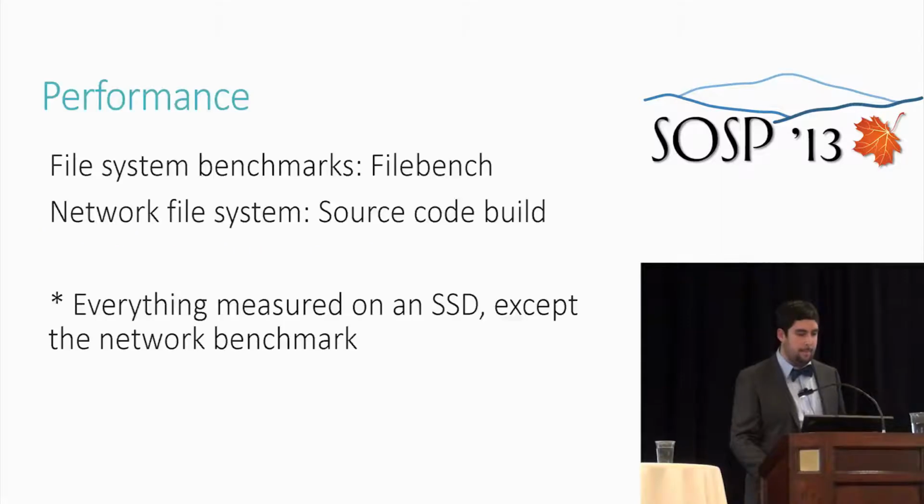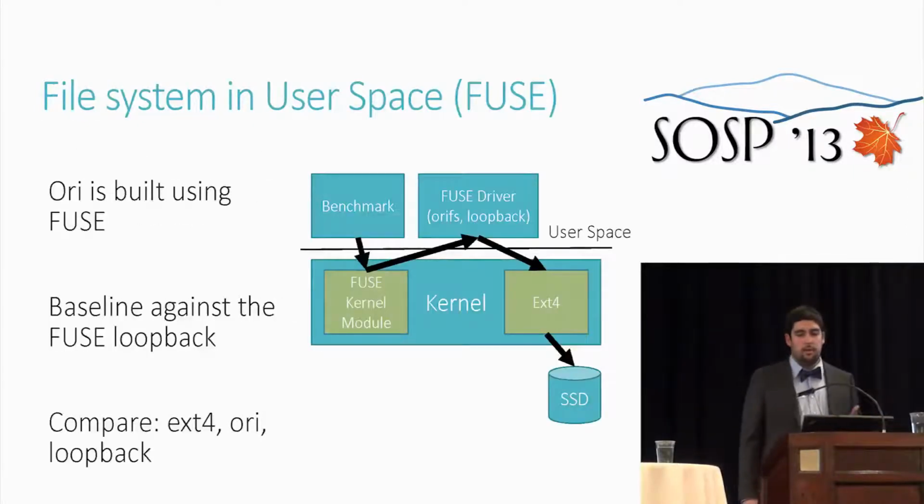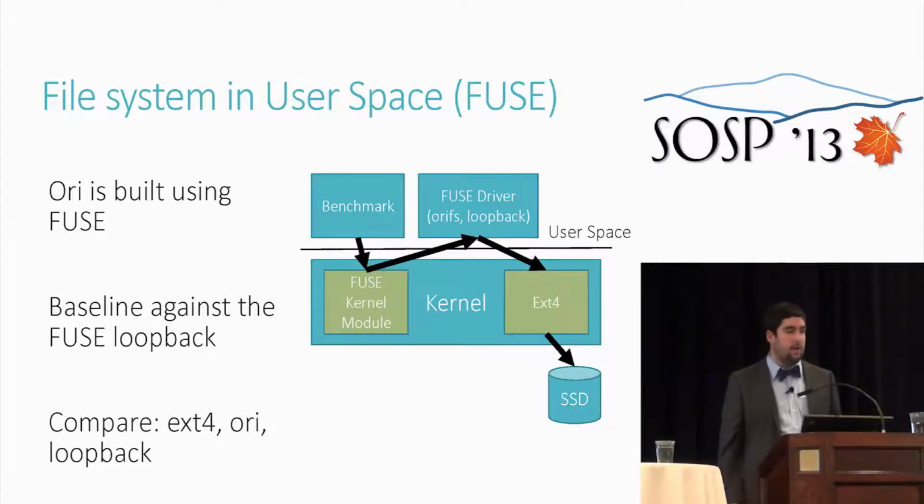So let's talk a little bit about performance in our implementation. We've broken up performance into two sections. We're going to talk about the file system benchmarks, and we're going to use Filebench. And we're also going to talk about the network file system benchmark, where we're building some source code remotely. So there's a few things I'd like to point out first.